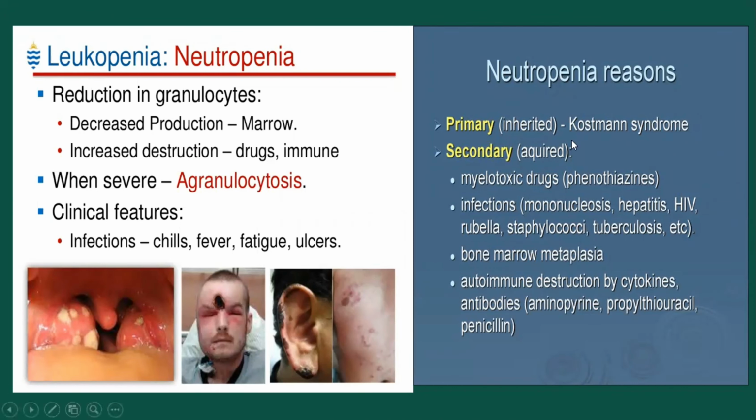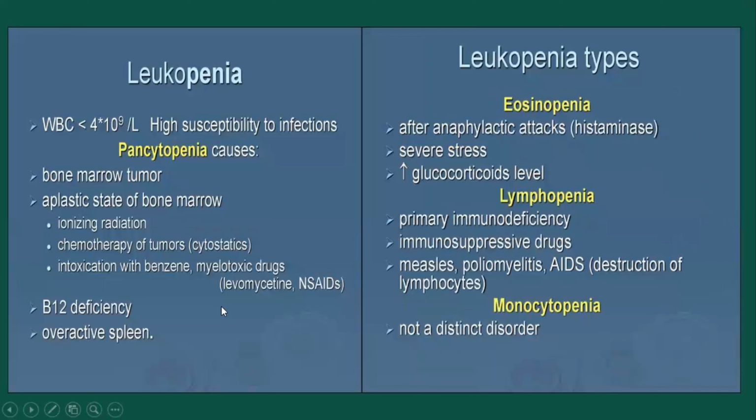Neutropenia, primary is Kostmann syndrome, and acquired secondary is due to myelotoxic drugs, phenothiazines, and infections like mononucleosis, hepatitis, HIV, rubella, TB, and staphylococci, and bone marrow metaplasia, and autoimmune destruction by cytokines and antibodies. Drugs are aminopyrine and propylthiouracil and penicillin. Leukopenia is WBC count less than 4,000.